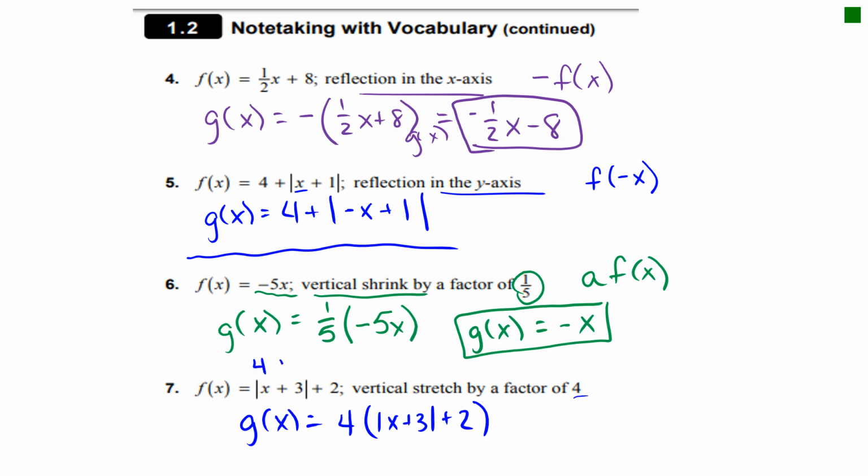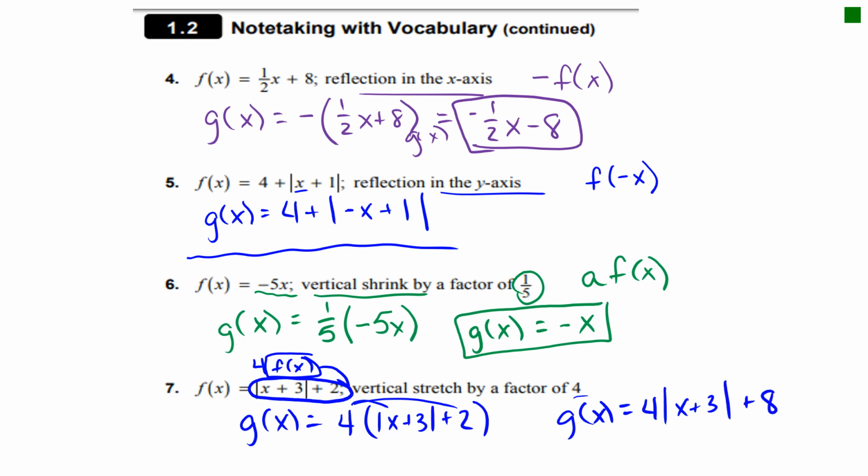So it'd be 4 times f of x, and since f of x is all of this, I have to put that in parentheses because now I'm going to have to distribute. So this final answer is actually going to be 4 times the absolute value of x plus 3, and then plus 8, because we're going to have to distribute the 4 and the 2.